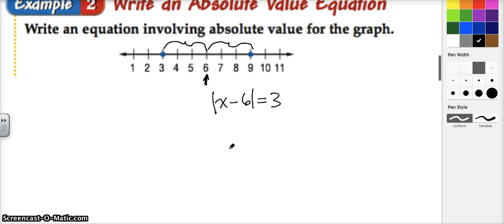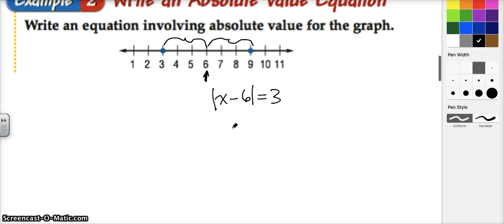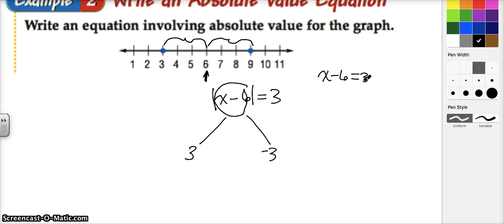So this is all you really have to do, but I'm going to go through what we just did last time. You remember last time we had that thought bubble where we said whatever is in here either has to be the positive version of the answer or the negative version of the answer, right? So I get x minus 6 is either equal to 3 or x minus 6 is equal to negative 3. And now I'm going to solve this. So I'm going to isolate x. Let's do this first part of the equation, or this first equation.